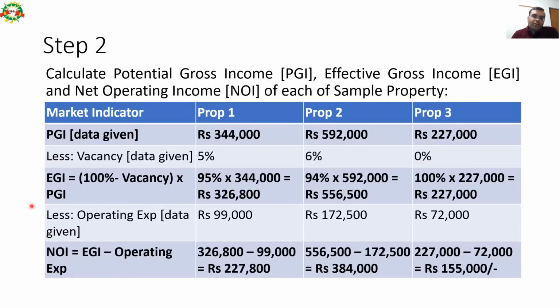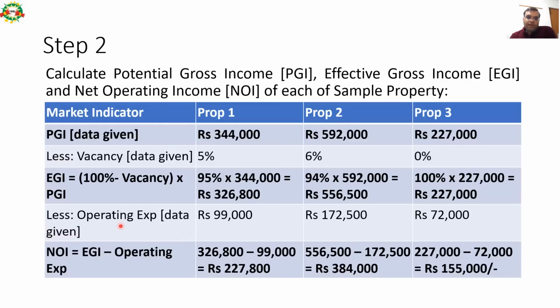So expected gross income is 100% minus vacancy, which is equal to occupancy, into PGI. So 95% of 3.44 lakh is the expected gross income EGI. Likewise 94% of 5.92, 5.56, and since in this case there is zero vacancy, the property is likely to be 100% occupied. So PGI and EGI both will be equal.